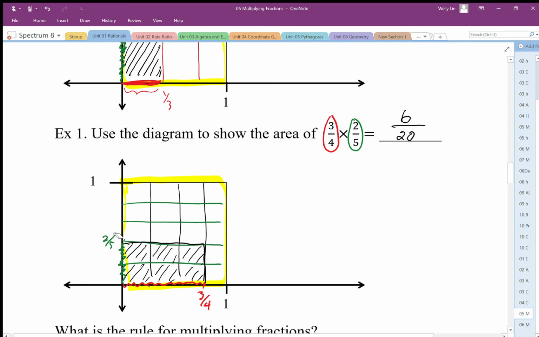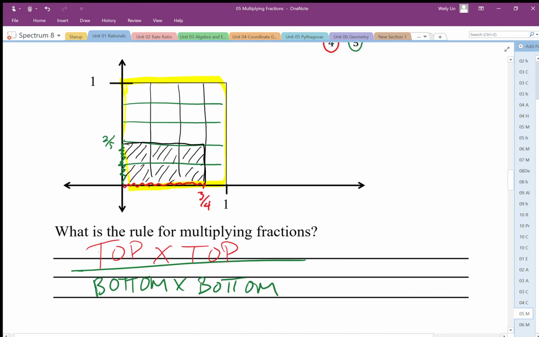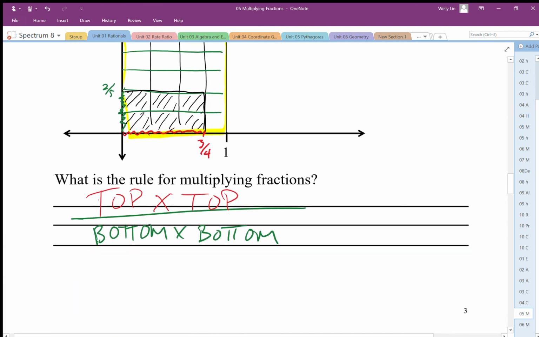Top times top, well, the top represents the number of pieces out of 5 I shaded here, and the top represents the number of pieces out of 4 I shaded here. Well, if I have 2 groups this way and 3 groups this way, I should have 6 groups in the middle, or 2 times 3, or top times top. That makes sense for the pieces I shaded. So this rule of top times top and bottom times bottom seems like there's good reason it works.